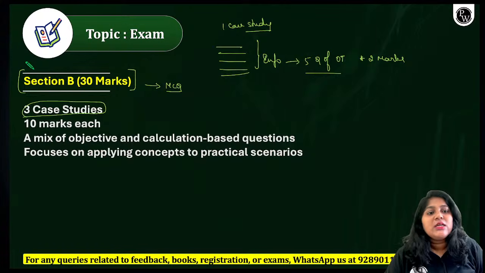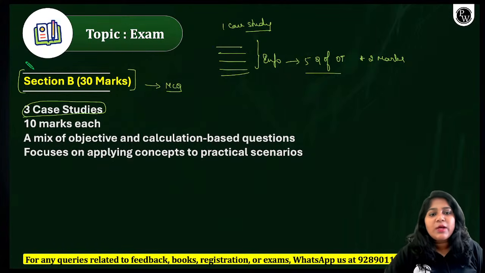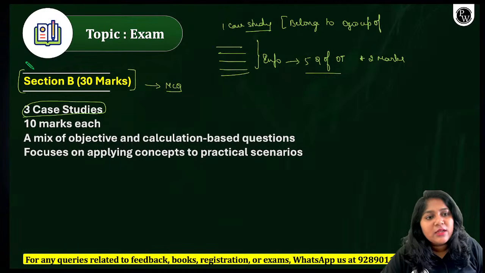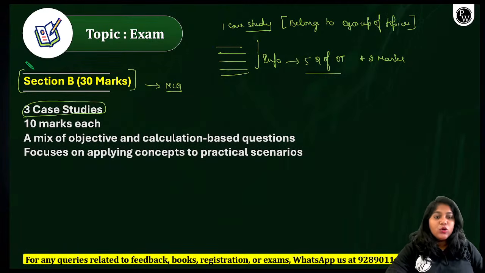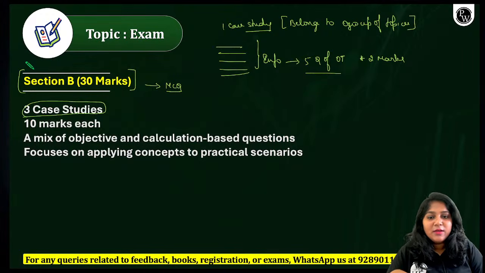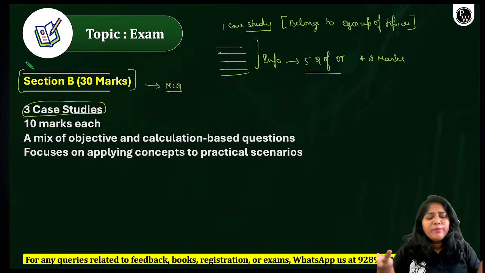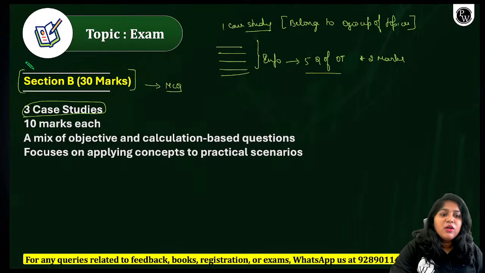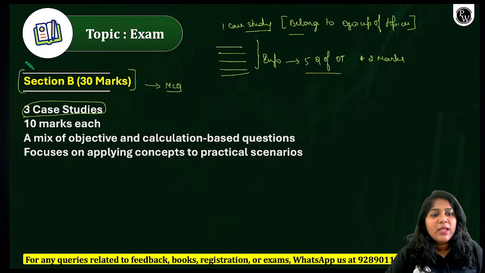Here, one case study belongs to one topic, or a group of topics. It may be 1 or 2 topics asked together. It is not like some random things that they will pick up and ask you; it has to be based on the topics that we actually have. Correct? So now, what do you think will happen here?